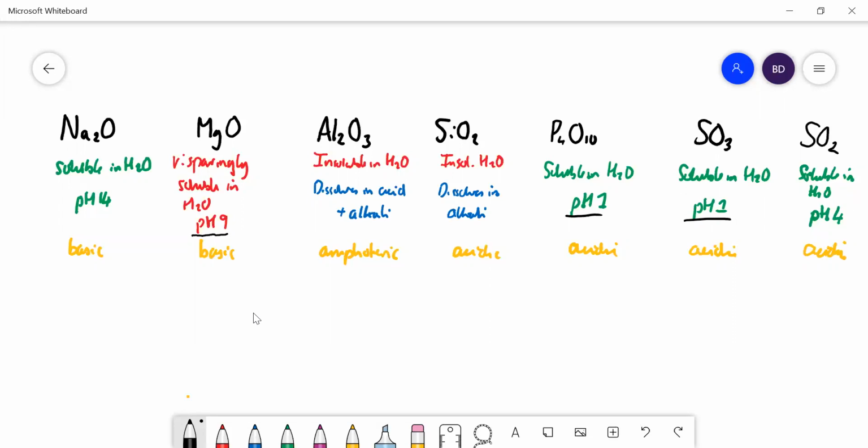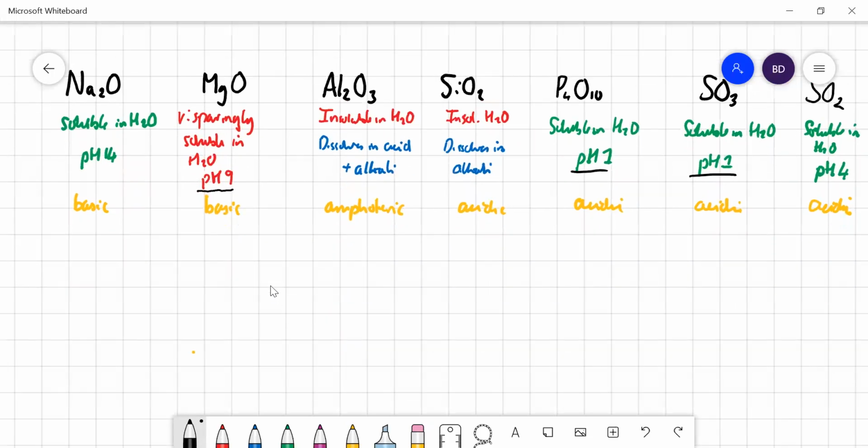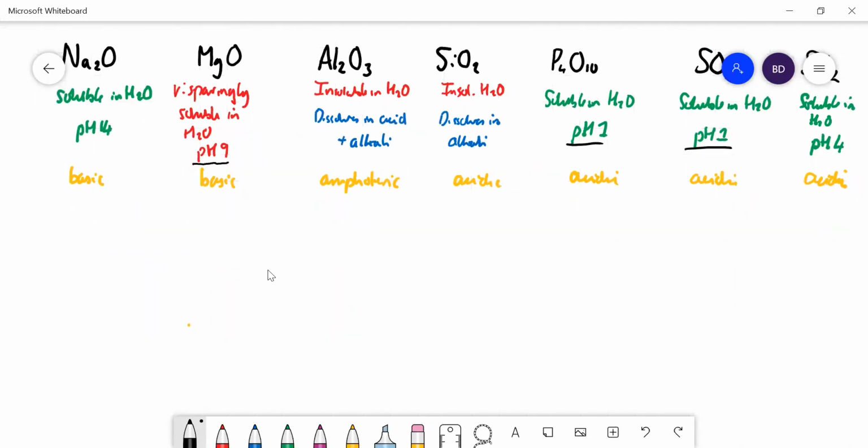And then aluminium oxide and silicon dioxide are both insoluble in water, but they will react. Aluminium oxide will react with acids and alkalis, dissolving in both of them. Silicon dioxide will dissolve in very strong alkali. So let's have a look at silicon dioxide. We classify it as acidic. Obviously, it cannot be acidic in the Bronsted-Lowry sense because it hasn't got any protons, so it can't give away protons. But it's a Lewis acid.